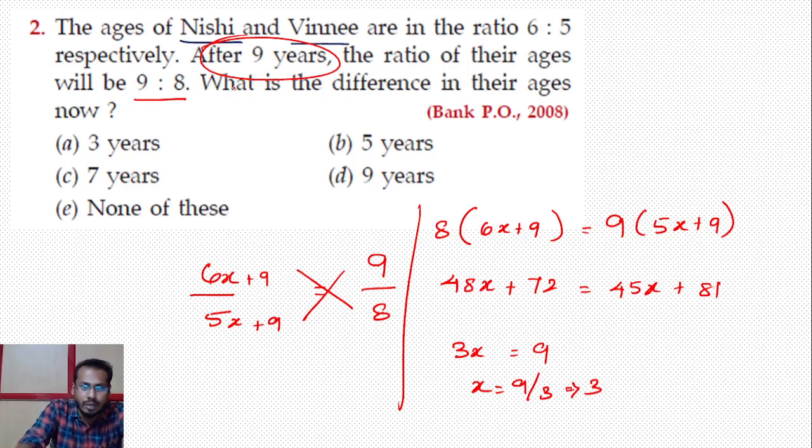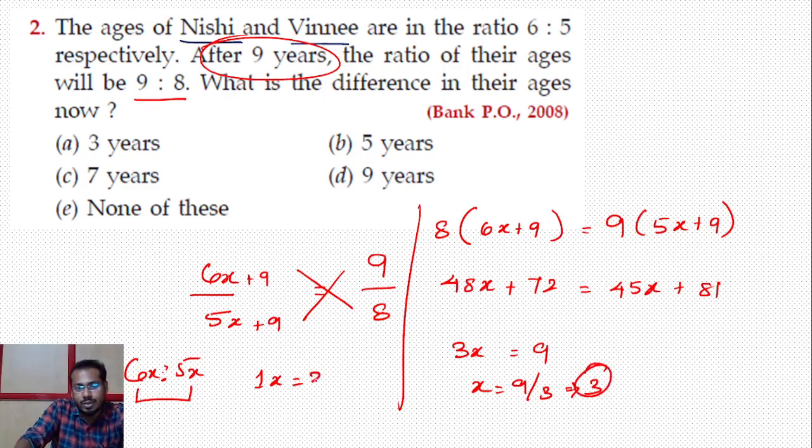If x is equal to 3, what is the difference in their ages? Look at this. The ratio is 6:5. They are asking the difference. Okay, this is 6x and this is 5x. Difference means, what is the difference between these two? 1x, right? 1x is equal to what?